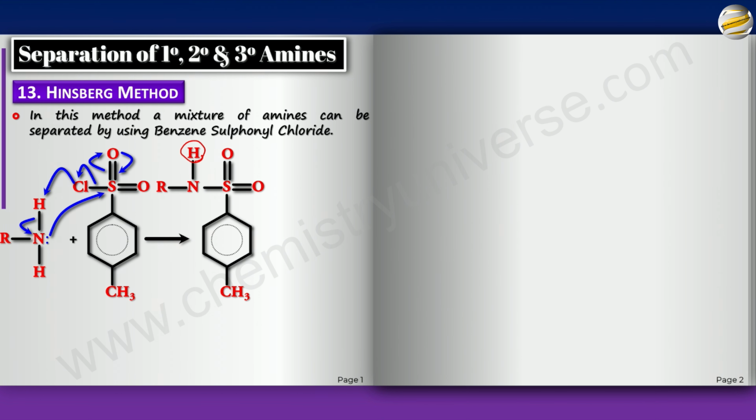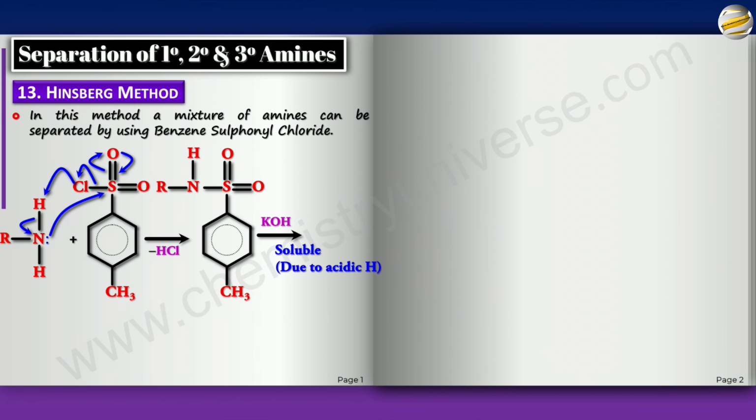And this H is acidic because the negative charge can be distributed between these two O's by resonance. So the anion is stable and therefore the H is acidic. So this is soluble in a strong base. Soluble due to acidic H.